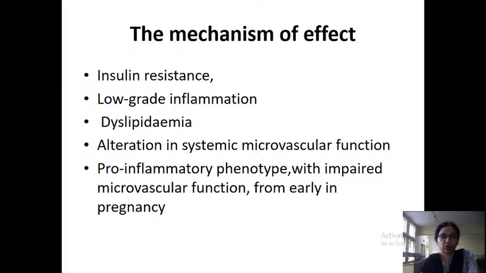So a combination of metabolic and vascular factors underlie the development of hypertensive disorders of pregnancy and gestational diabetes mellitus in these women. And also these women always display a pro-inflammatory phenotype with impaired microvascular function right from early in pregnancy, leading to the development of these complications.